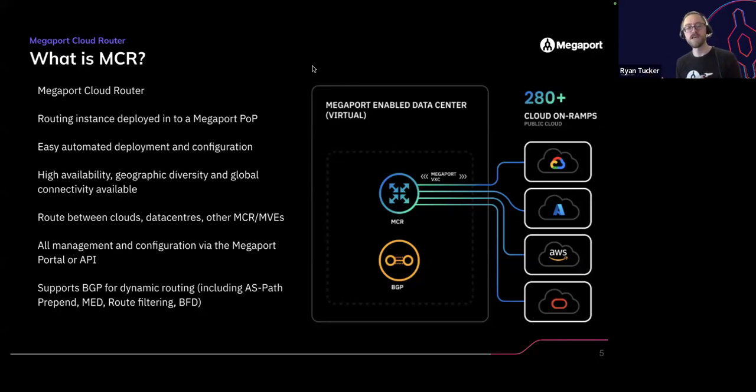You can really use MCR to route between VXCs. That's kind of the idea. So wherever those connections happen to go, whether it's a data center or a cloud or some other kind of service provider, you can sit MCR in the middle as a router to manage the layer 3 aspect of those connections. So all the management and deployment and everything is through the Megaport portal or API.